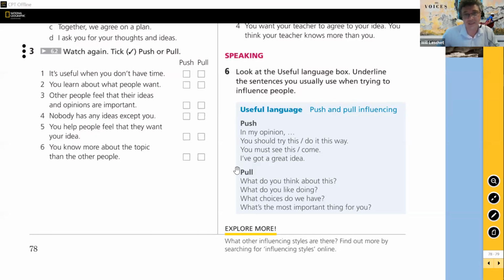We could do an activity where we get them to brainstorm. What type of person do you think would be very good at push influencing? What type of person, or maybe what type of job do you think they might have? So what do you think in the chat box? What type of person would be naturally good at push style influencing? People in sales, right? Okay, salespeople, teachers, people doing business proposals, people in marketing, right?